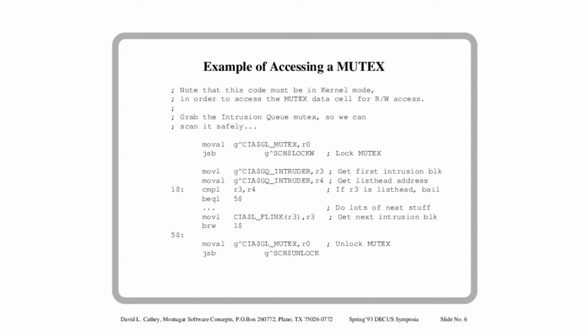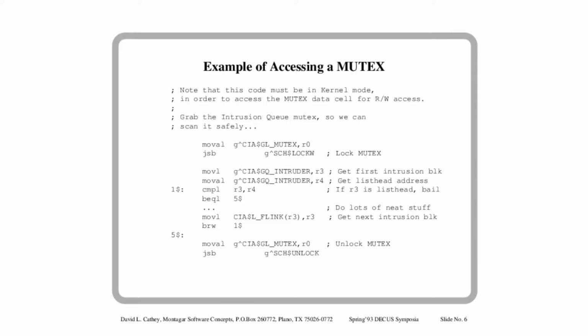In this case, I wanted to assert that I want write access to the data structures. The data structure is controlled by CIA$GQ_intruder, which is the queue head to the CIA data structures. Since it is a doubly linked queue, as most of the ones in VMS, I just loaded the values of the queue header and the address of the first element in the queue into R3 and R4, so I can do those comparisons in registers to make sure that I'm not trying to loop back to the queue head.